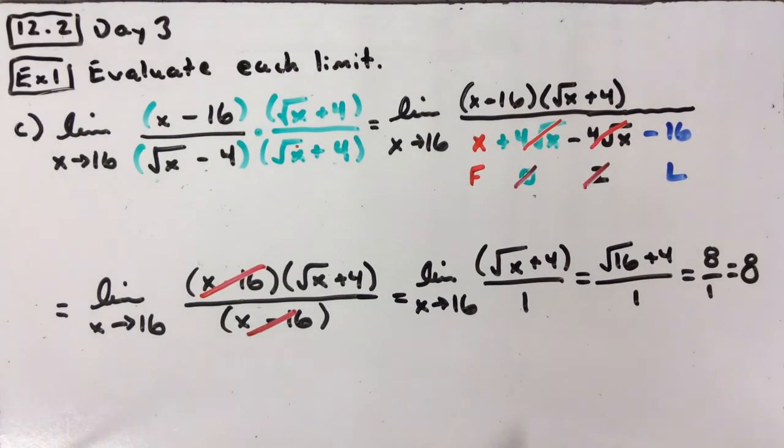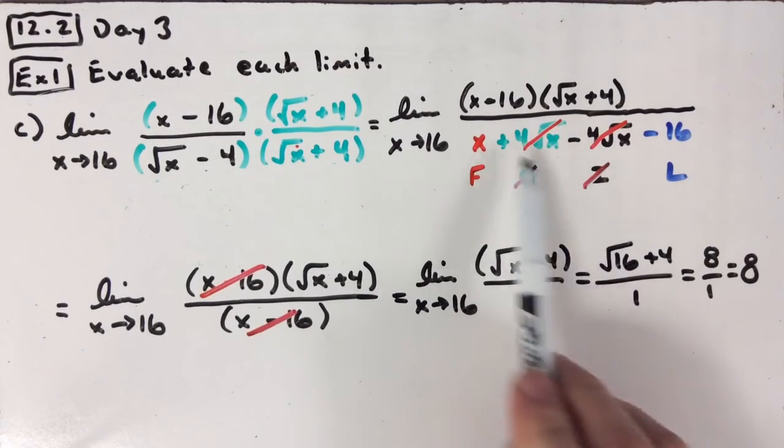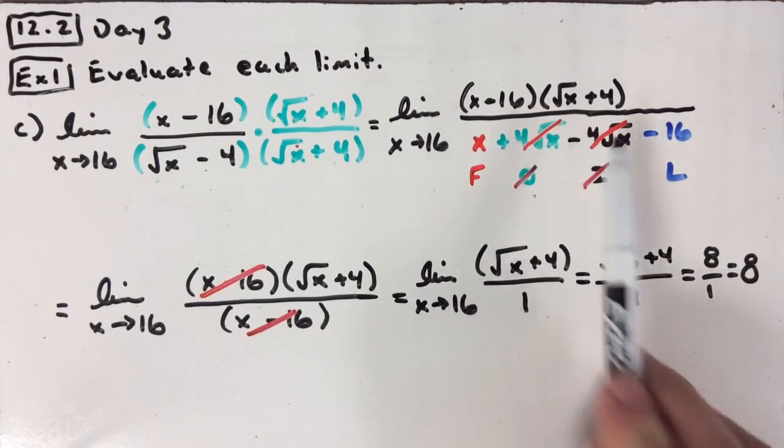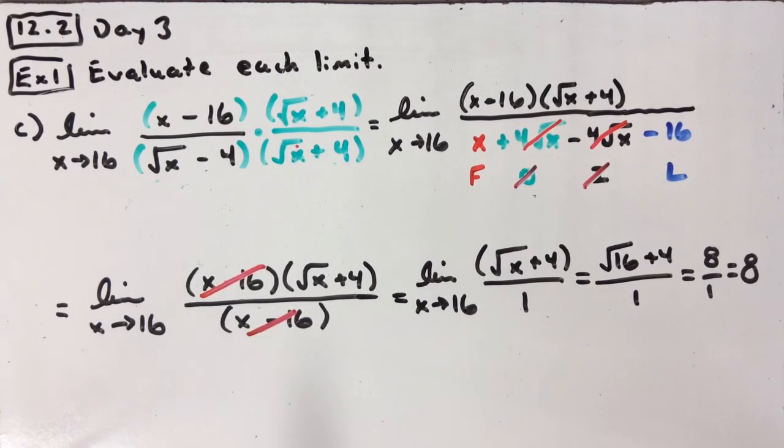The work that I need to see on a problem like this is just this bottom line. You don't need to do this step where you're multiplying this part out. Again, you could show more work, but at a minimum, what I would need to see from you is this bottom line.